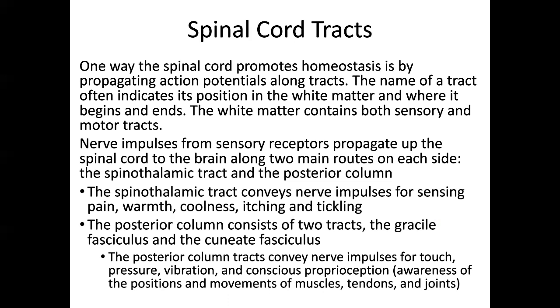Okay. The other major tract is the posterior column, and there's actually two tracts, the gracile fasciculus and cuneate fasciculus, two kind of complicated terms there. But the posterior column tracts convey nerve impulses for touch, pressure, vibration, and then one of the hardest sensations to kind of describe and understand is what we call conscious proprioception. Okay, conscious proprioception is our awareness of the positions and movements of our muscles, tendons, and joints. So it's not balance, but it plays a role in balance. Basically, it's kind of like your body's awareness of itself in space.